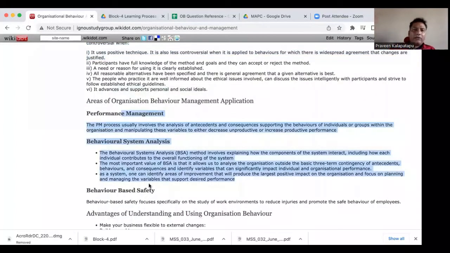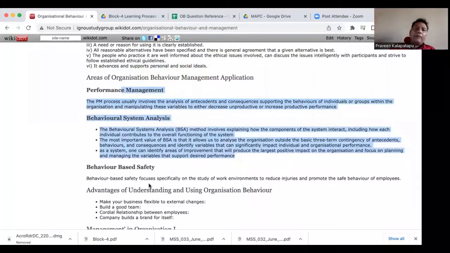Now we are going into the areas of OBM application, the various things that OBM does when it is being applied. First, performance management. You use appraisal based systems or performance monitoring, rewarding people with higher performance, etc., to mend behavior. This is one technique. I don't really have to explain what performance management is.